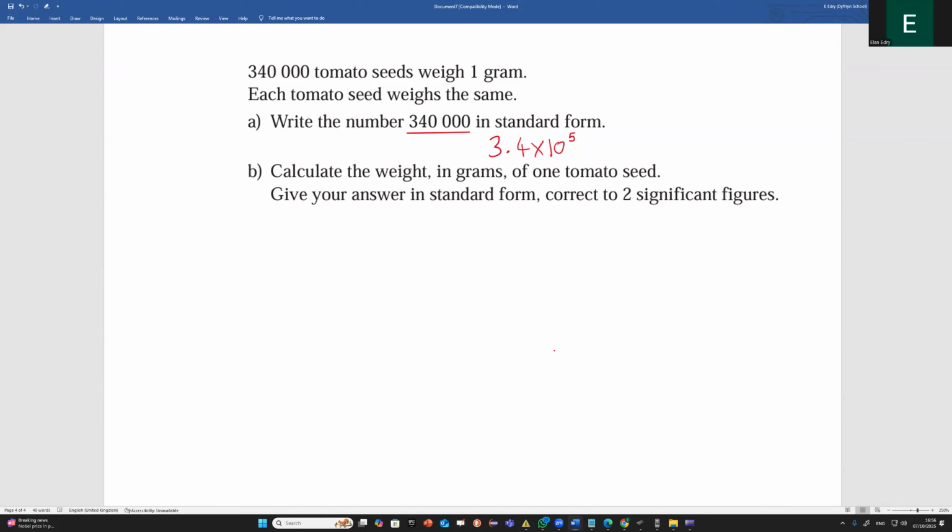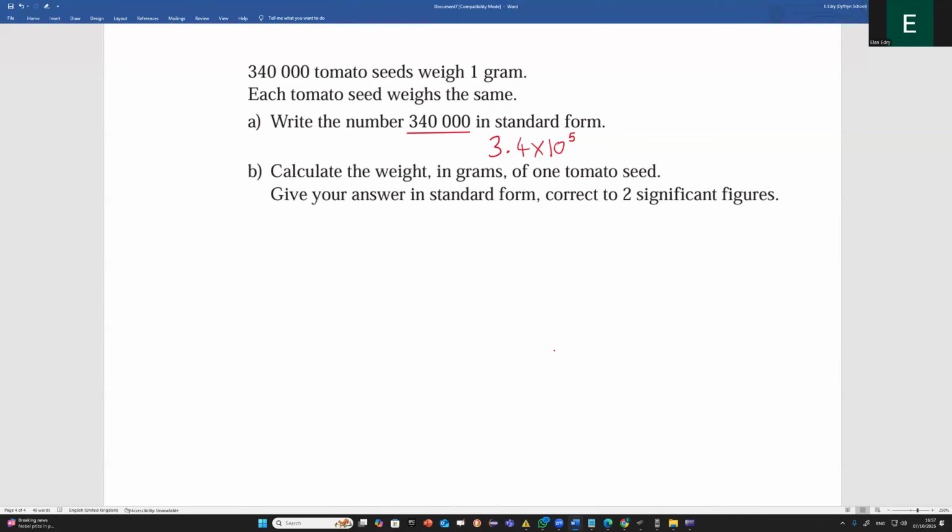The weight in grams of one tomato seed. It's a bit of a mean one, actually. So effectively, what calculation would you have to do there? I think this would probably be a calculator one.